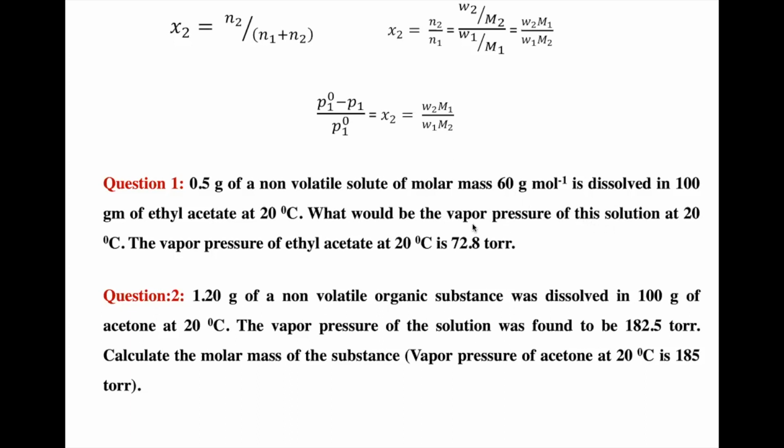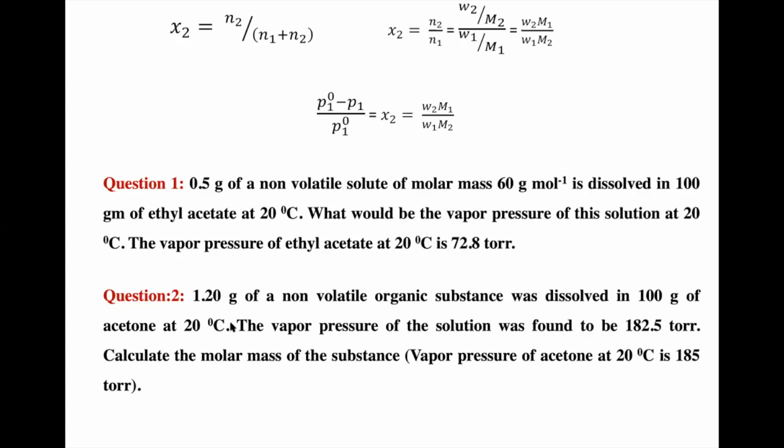You are also given the value of P1 naught, right? So 72.8 torr is the vapor pressure of pure ethyl acetate. By putting all these values W2, M1, W1, M2, you can easily calculate the value of P1. Okay, so this is a very simple numerical problem, and similarly you can also solve the second numerical problem.